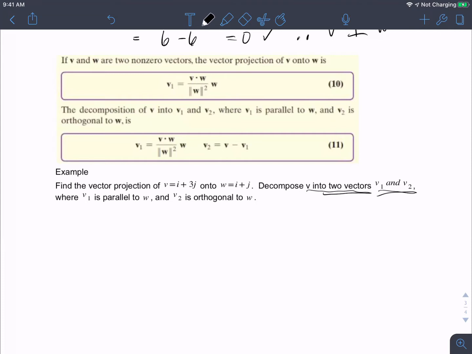And v2 is to be orthogonal to w. So let me show you how this works. To find v1, we're going to use that first formula, number 10, which is v dot w over the magnitude of w squared, times w.